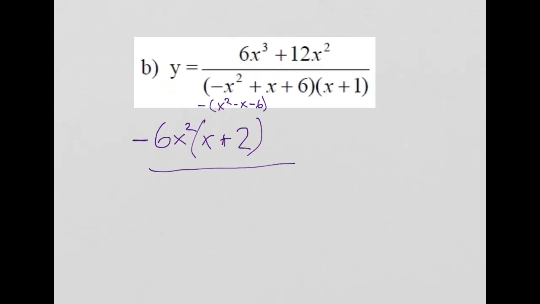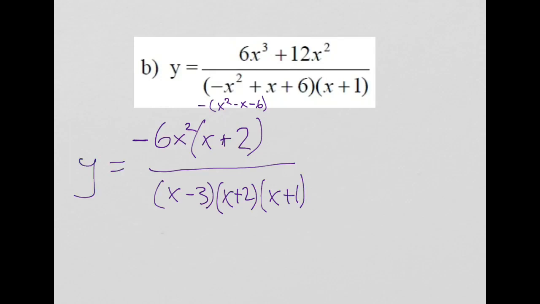I'm just going to throw my negative in the numerator right there. And in the denominator, I will have x, that is going to factor as minus 3 times x plus 2, and then we have that factor of x plus 1 there, and that's equal to y. And notice that I have an x plus 2 in the numerator and an x plus 2 in the denominator, so that's going to give me a hole at x equals negative 2.